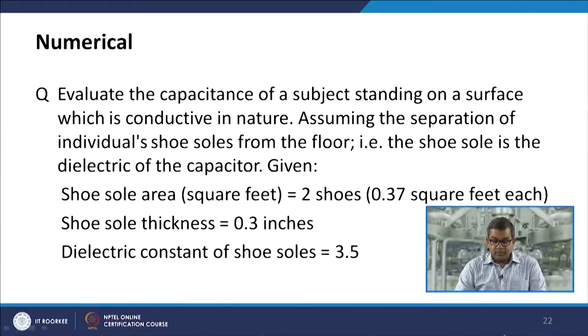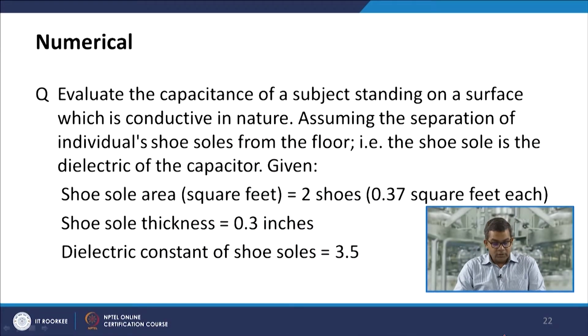In this particular numerical example, you need to calculate the capacitance of a subject standing on a surface which is conductive in nature. Assuming the separation of individual shoe sole from the floor, that is, the shoe sole is the dielectric of the capacitor. Now, you are given the shoe sole area, two shoes 0.37 square feet each. Shoe sole thickness is 0.3 inches and the dielectric constant for the shoe sole is 3.5. Let us calculate the things.